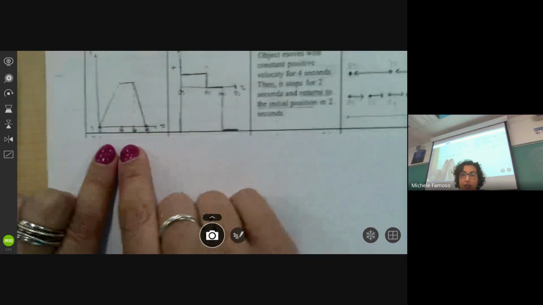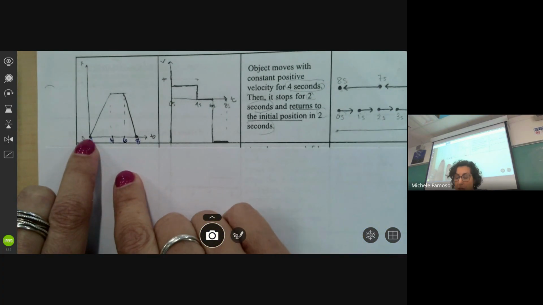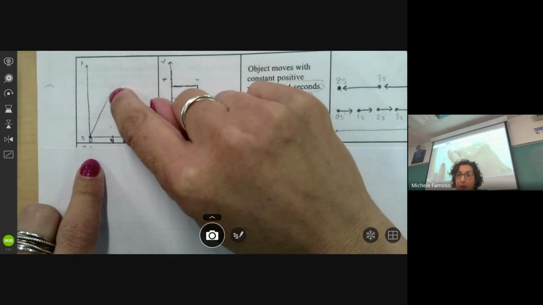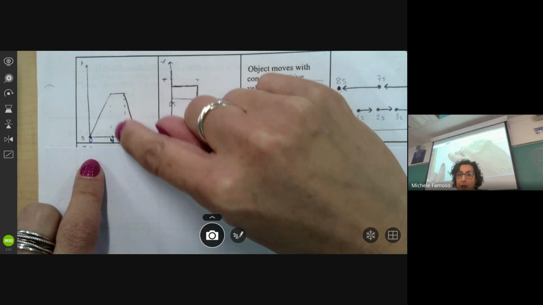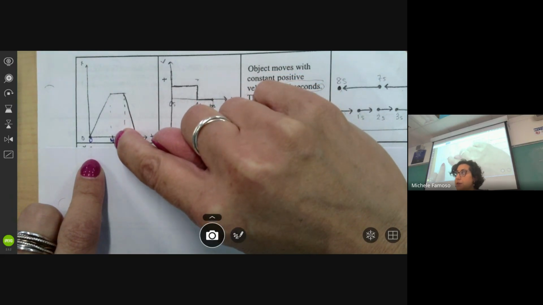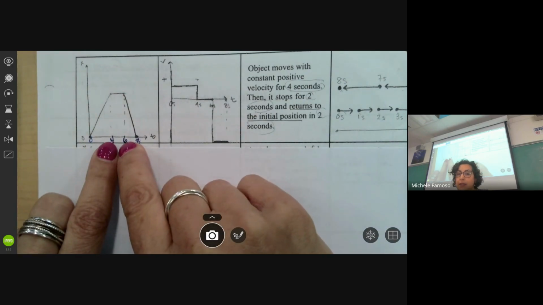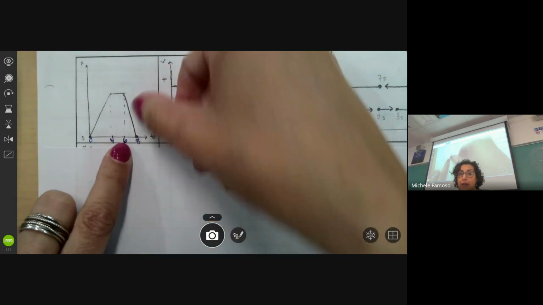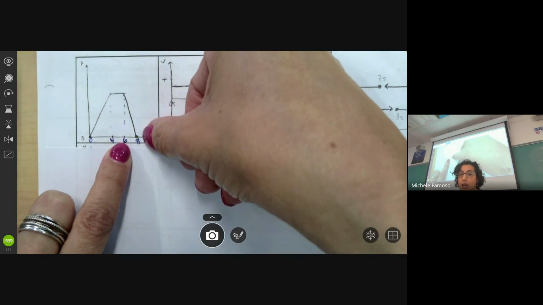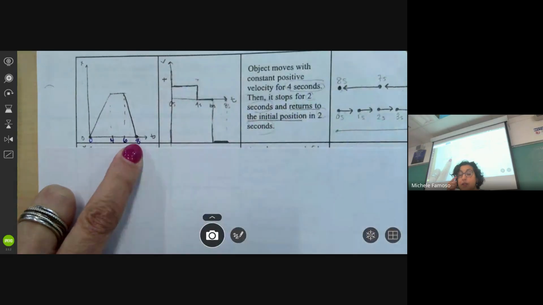So our position time graph should start at the origin with a positive slope diagonal line. The peak of that graph should be at 4 seconds. Then we should have a horizontal line segment that ends at 6 seconds. And then a negative slope diagonal line back to the origin, or the zero position rather, at 8 seconds.